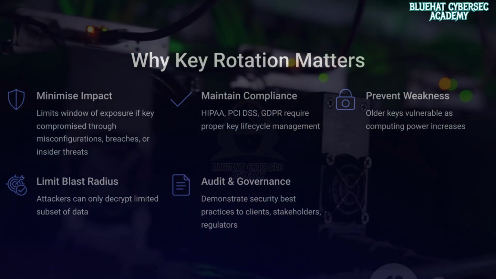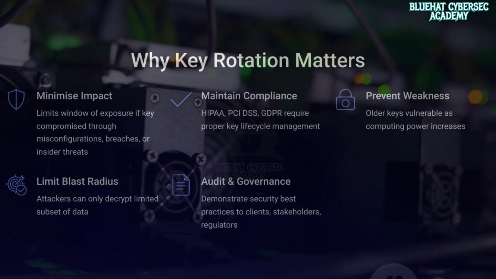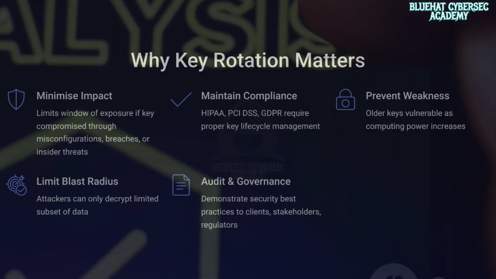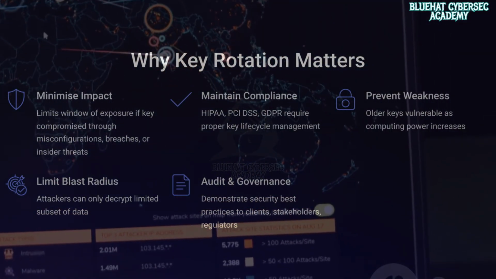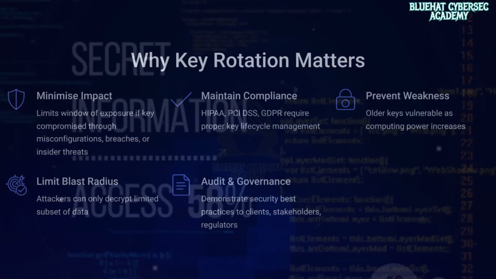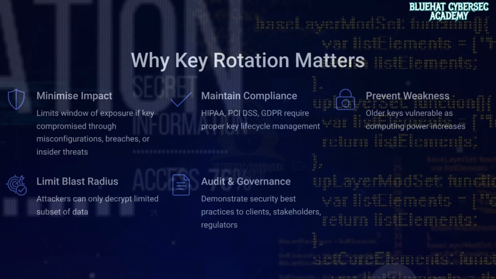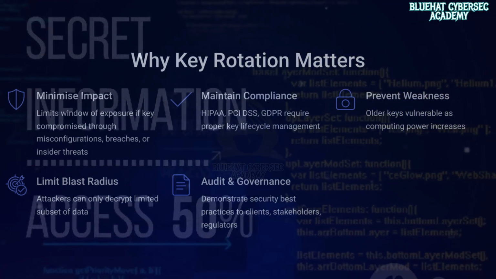Another reason is to prevent cryptographic weakness. Encryption algorithms evolve, and older keys may become vulnerable as computing power increases. Rotating keys ensures that your data remains protected against emerging threats and cryptographic weaknesses. Rotating keys also helps limit the blast radius in case of an attack. Even if someone gains access to your cloud environment, properly rotated keys ensure they can only decrypt a limited subset of data, reducing the overall impact of a security incident.